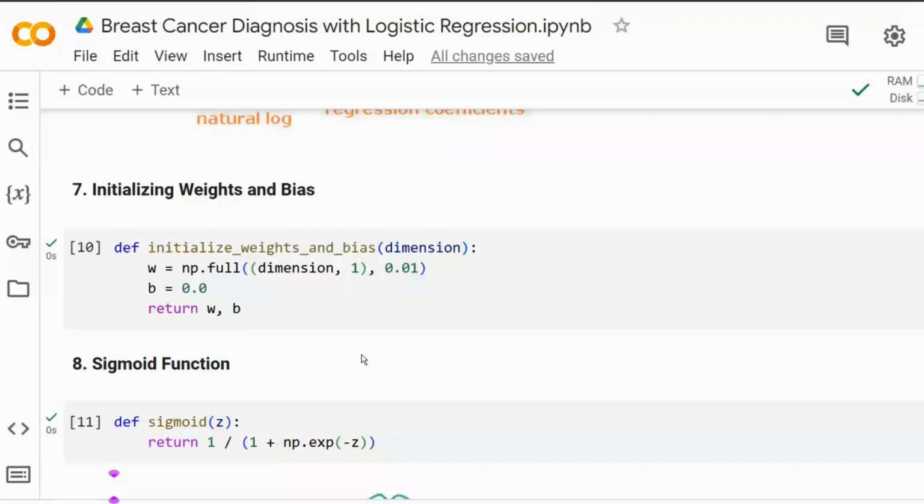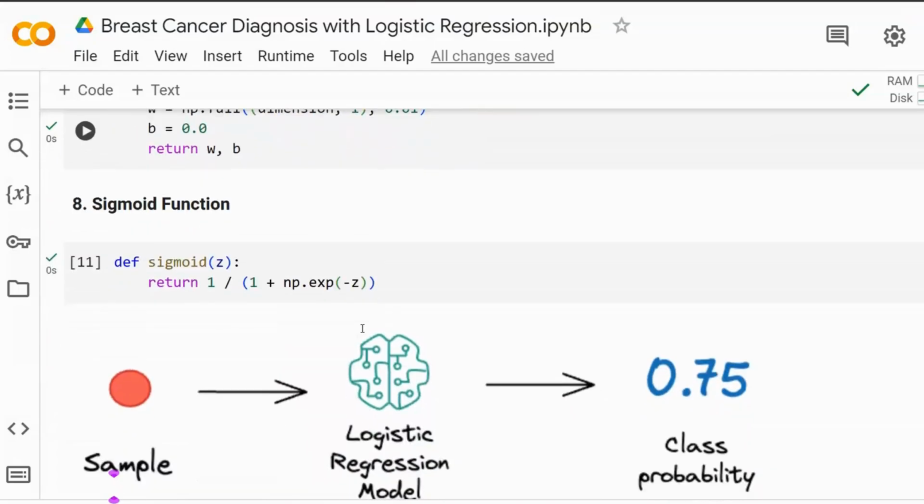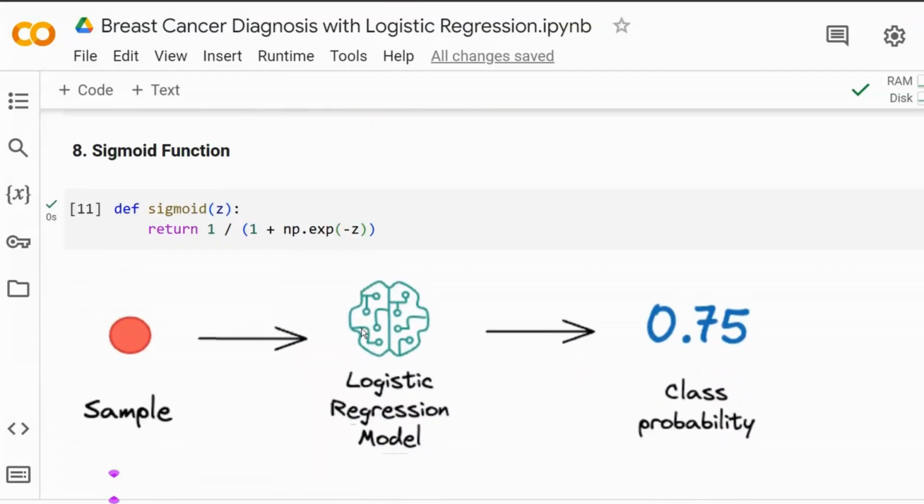These weights and biases are like the knobs and dials the model can adjust as it learns from the data. They determine how much influence each feature has on the final prediction. So it's like fine-tuning the model, tweaking those settings to make it more accurate. And to help with this fine-tuning, we use something called the sigmoid function. I know it sounds a bit complicated.